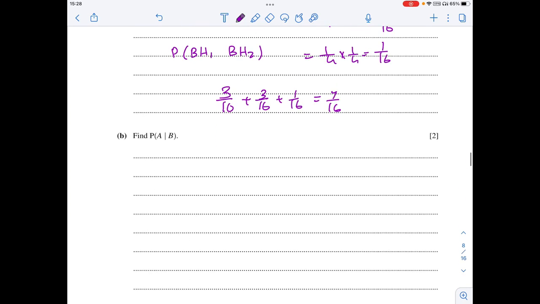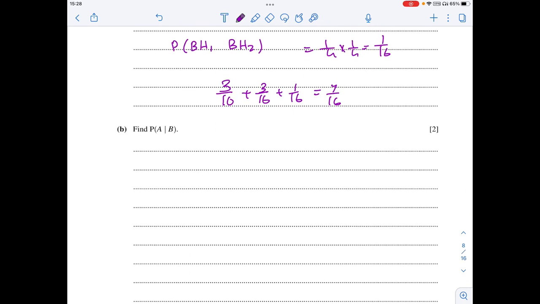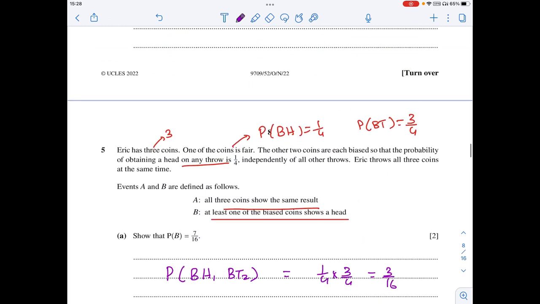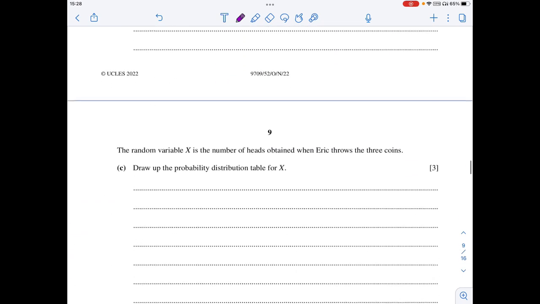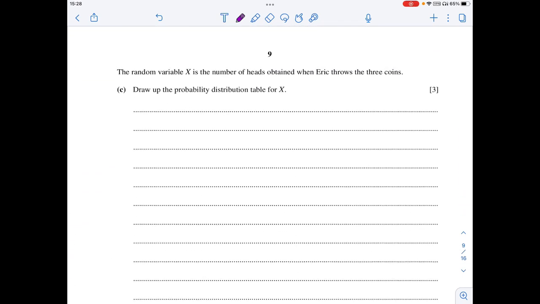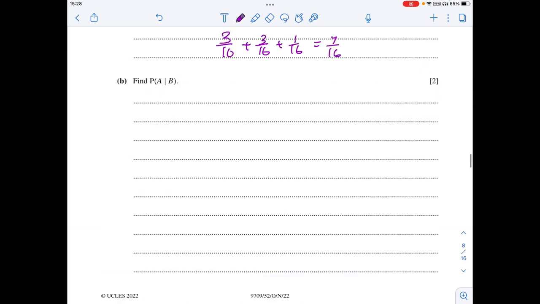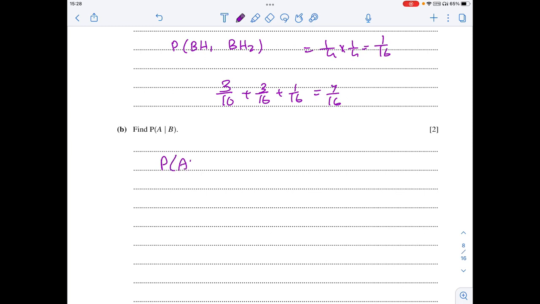Probability of A given B. So first of all, we should know what is the probability of A. All the 3 coins show the same result. Let me write it all over here. Probability of A given B is the probability of A intersection B divided by the probability of B. Probability of B, just now we got it, 7 upon 16.